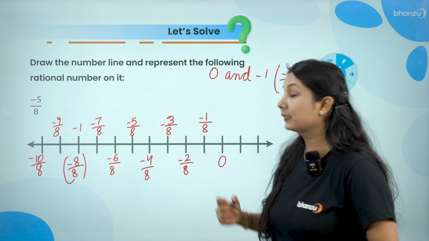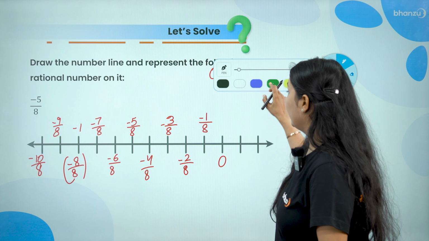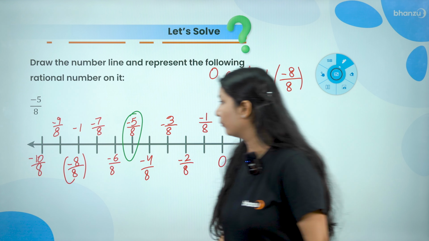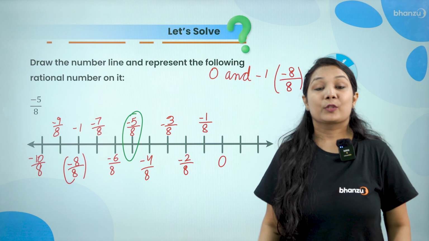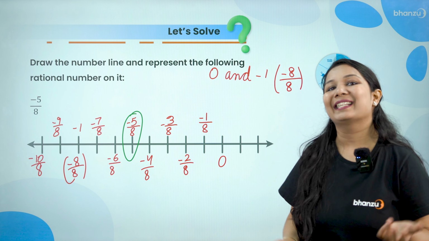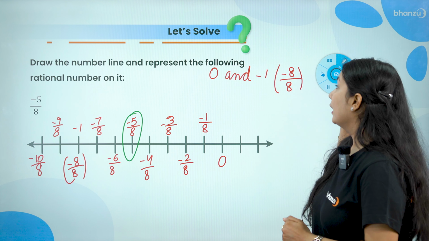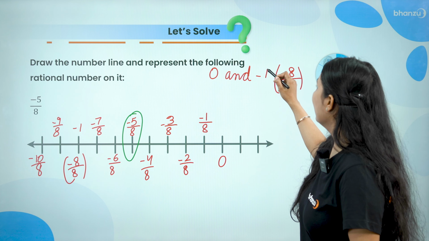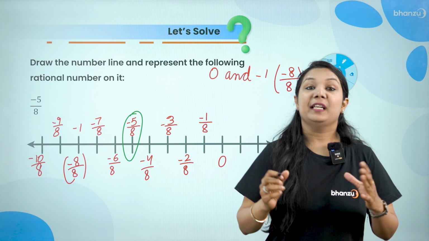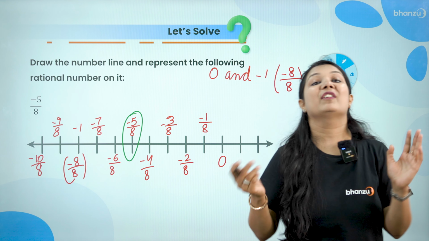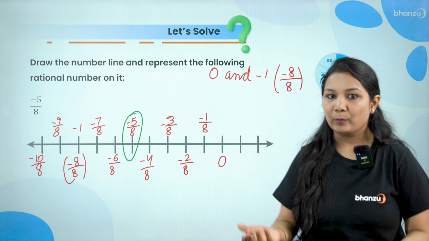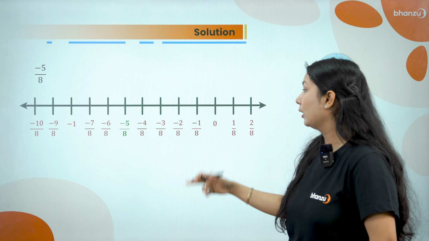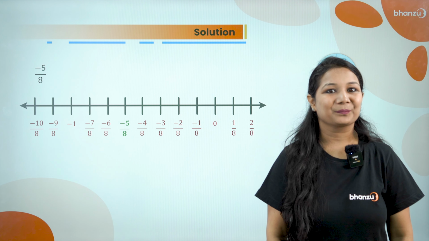What they are asking us to mark is minus 5 by 8, so let's mark minus 5 by 8 over here. Always check whether the numerator is greater than the denominator or not, right? If it's not, then we will see the number lies between 0 and minus 1, if it's a negative rational number. If it's positive, it would lie between 0 and 1, right? So this is how your number line would look.